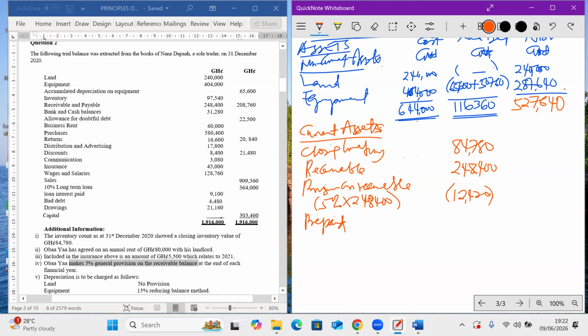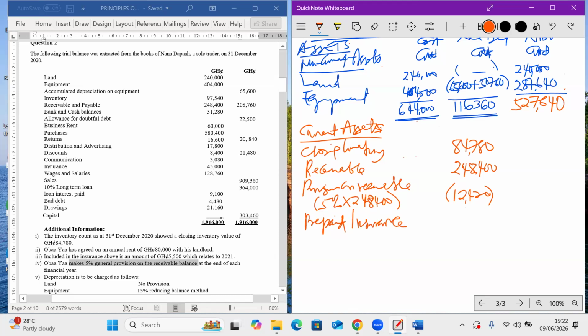Included in the insurance above is an amount, 5,500, which relates to 2021. So we are reporting in 2022, but then they've made a payment in 2021. They have paid in this year what they should have paid next year. So they have paid in advance. So it's called prepaid. So you write here prepaid insurance.